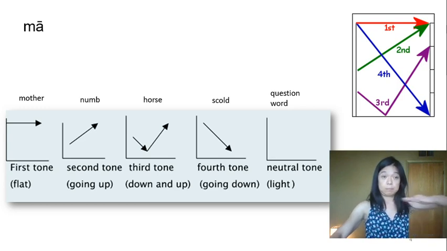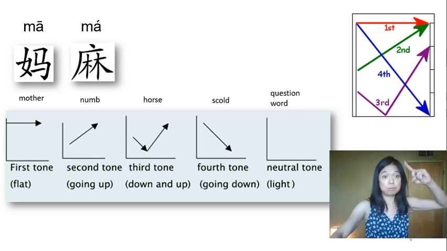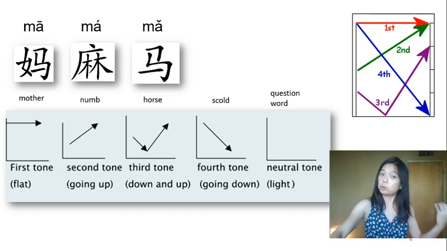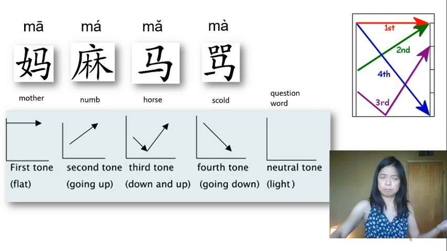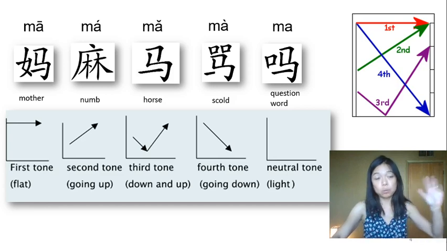Ready? So, ma. Let's sound this. Ready? Ma. What does that mean? Mother. All right. Ready? Let's try this. Ma, noun. Ma, horse. Ma, scold, I mean curse. Ma, question word. And notice that they sound very similar. But how many different characters do we see there? 一, 二, 三, 四, 五个 character.